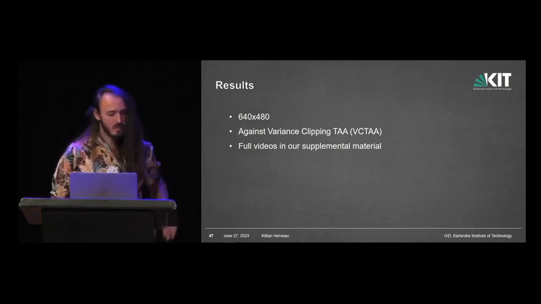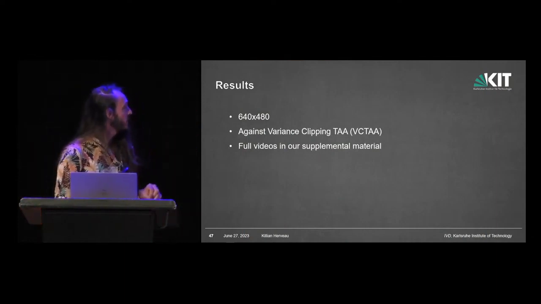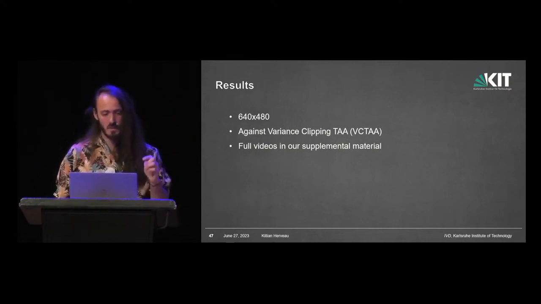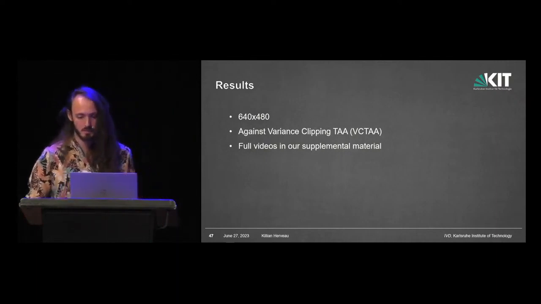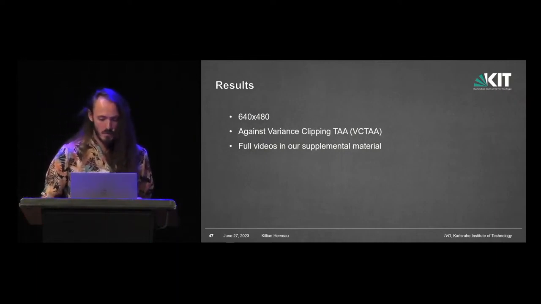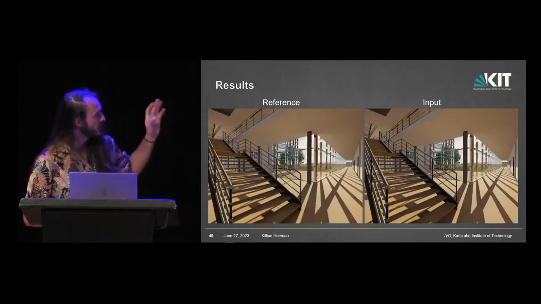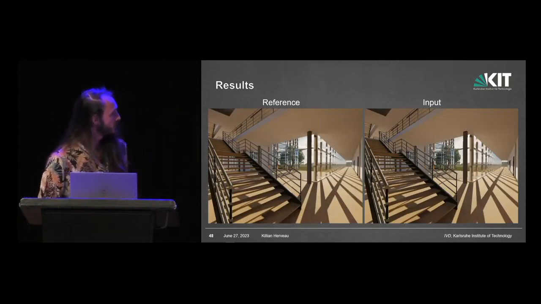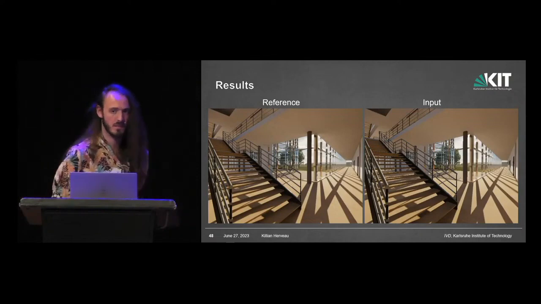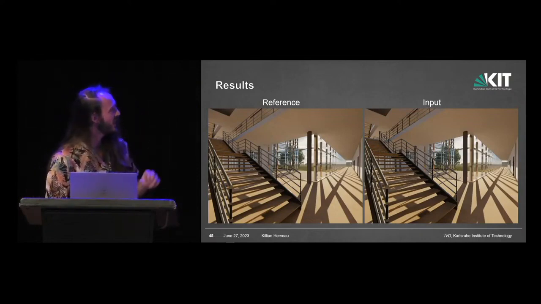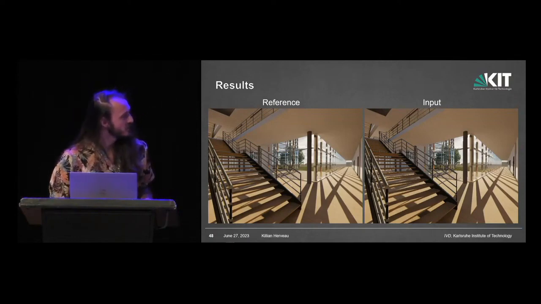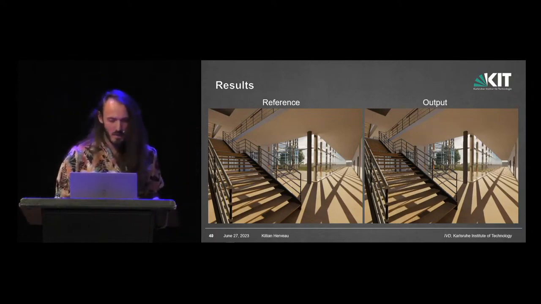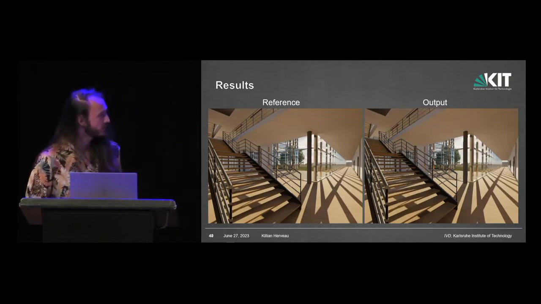Now let's see our results. So again, we are only using 640 by 480, and we are comparing against variance clipping TAA, and you can see all the videos in the supplemental again. So we just have some images. On the left you can see the reference, and on the right the input. They have been resized higher so that you can see it well here. You can still see the input is quite aggressively aliased. And here's our output on the right.